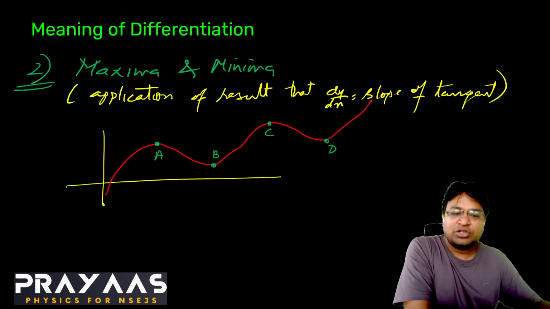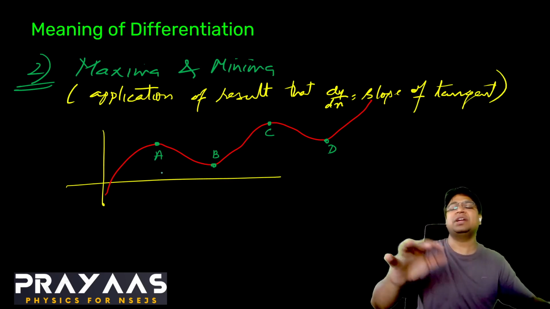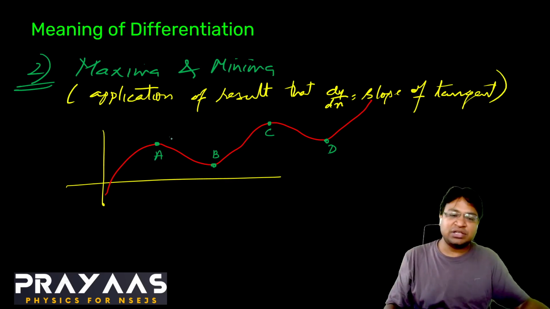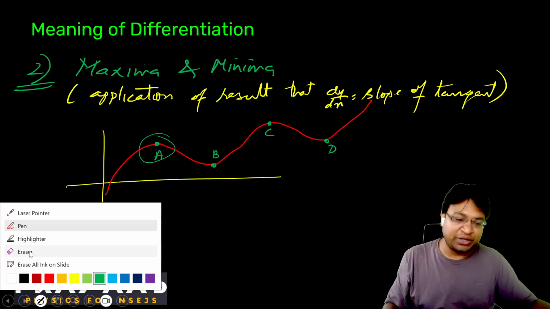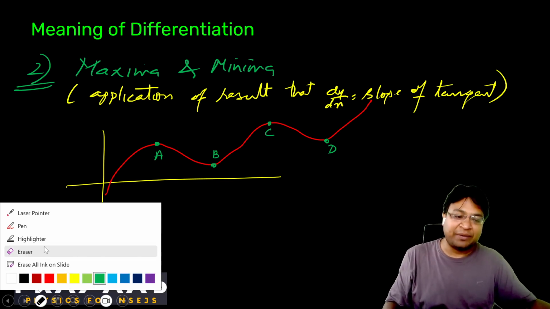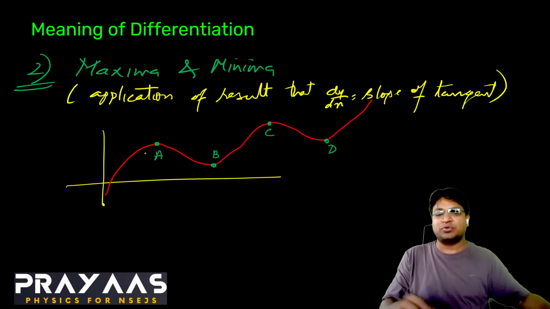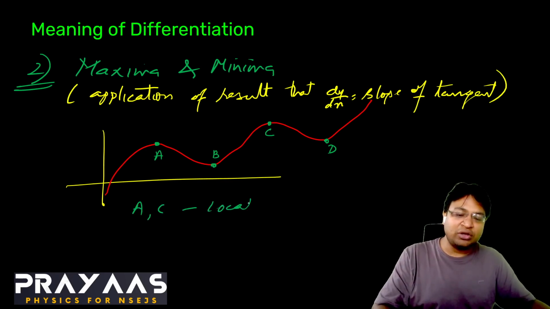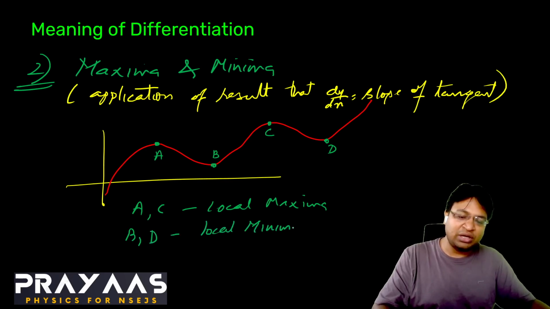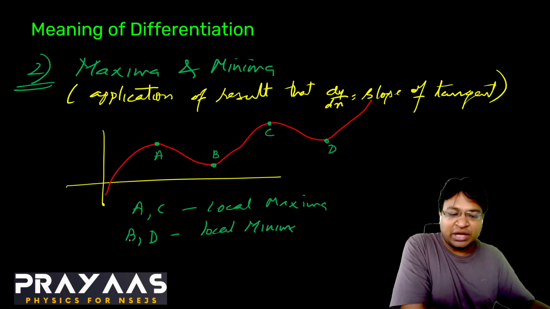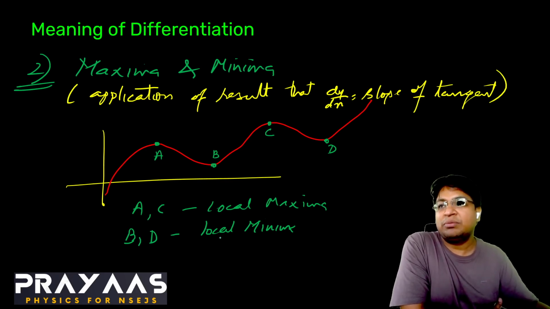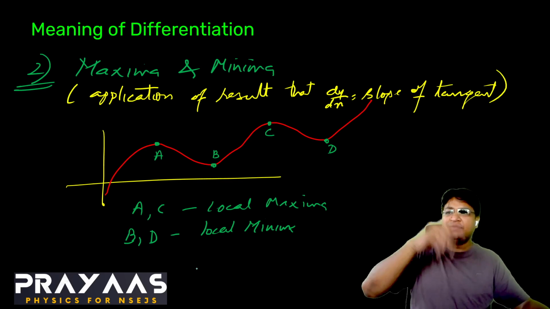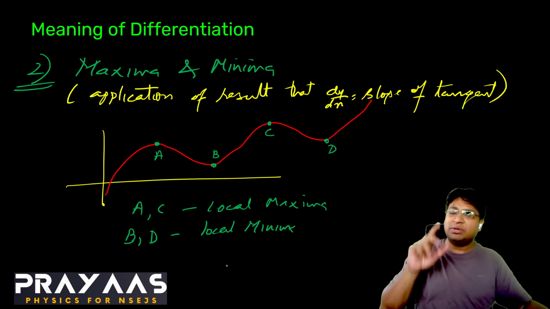Point A is the highest point in its neighborhood. In this region of the graph, A is the highest point, so this is called a local maxima. It is higher than the neighbors on both sides. B would be called a local minima. So A and C are called local maxima, and B and D are called local minima. From a graph, if I ask you to identify the local maxima and minima, you will be able to do that.